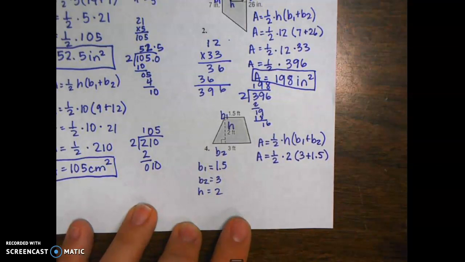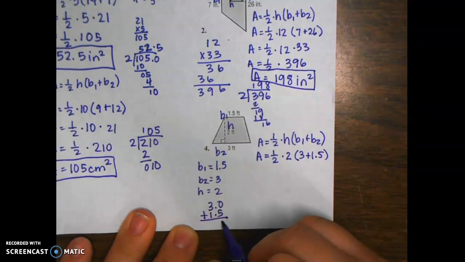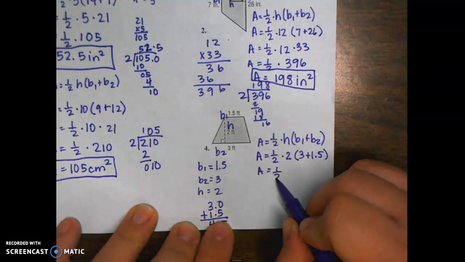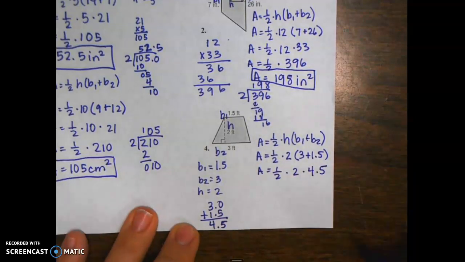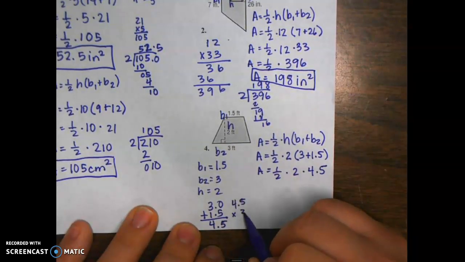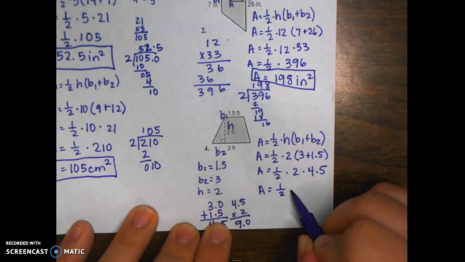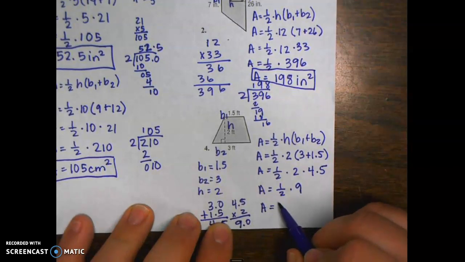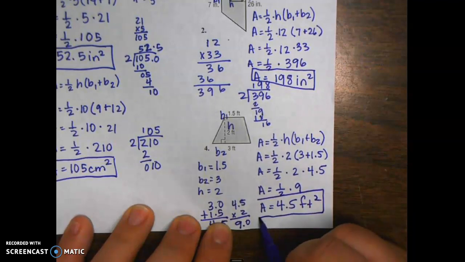So when we add 3 and 1 5/10, be sure that you're lining up your decimals because I find that is a common mistake. So it's 4 5/10. So area equals 1/2 times 2 times 4 5/10. If you double 4.5, so 4.5 times 2 is 9. So area equals 1/2 of 9. Well, we just did it. 1/2 of 9 would be 4.5. And that's feet squared. So those are your notes for the area of trapezoids.